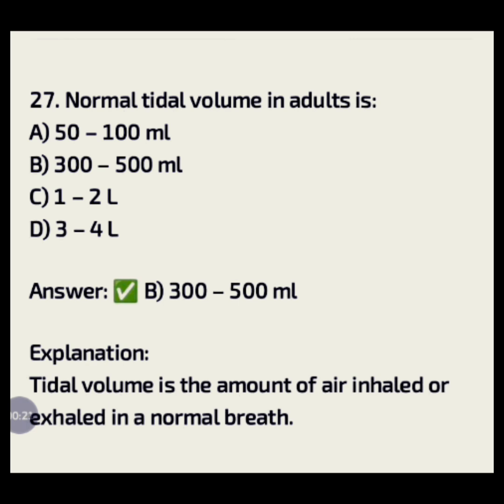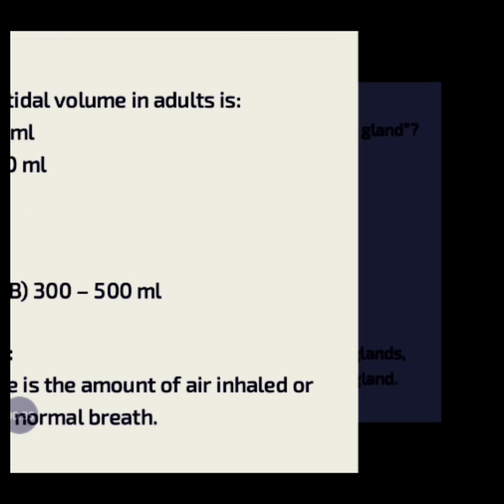Normal tidal volume in an adult is: option A, 50 to 100 ml; option B, 300 to 500 ml; option C, 1 to 2 liters; option D, 3 to 4 liters. The correct answer is option B, 300 to 500 ml. Tidal volume is the amount of air inhaled or exhaled in a normal breath.